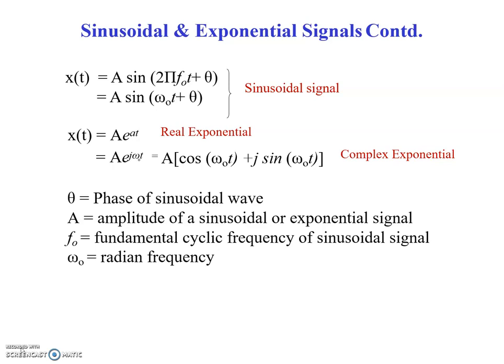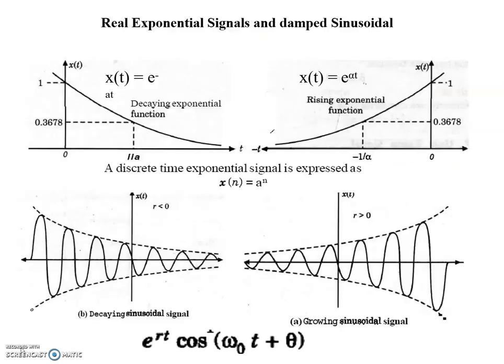Second one is complex exponential. Here also the x of t mathematical equation is a into e power j omega naught t. e power j omega naught t, we all know that it's nothing but cos omega naught t plus j sin omega naught t. It's a combination of a cosine signal and a sine signal. And theta is the phase here.